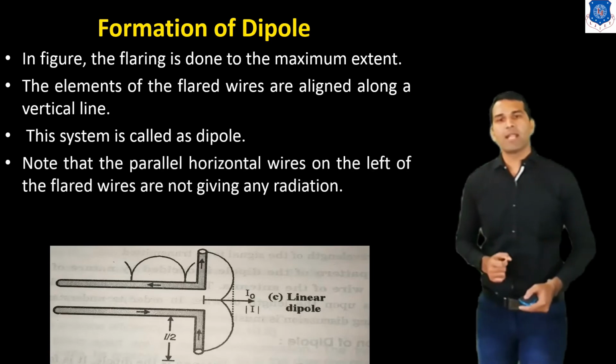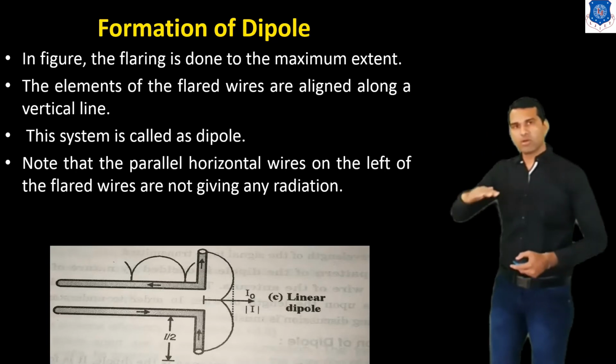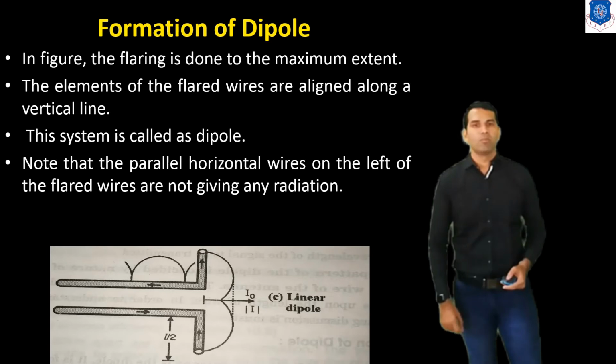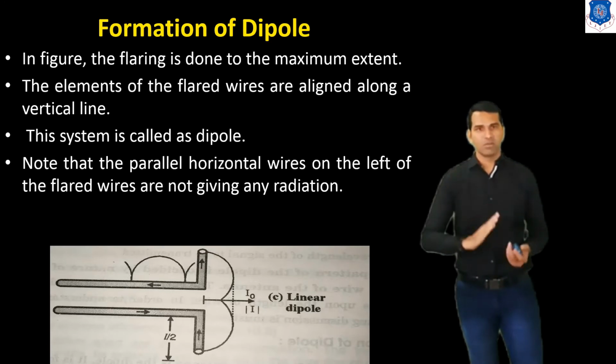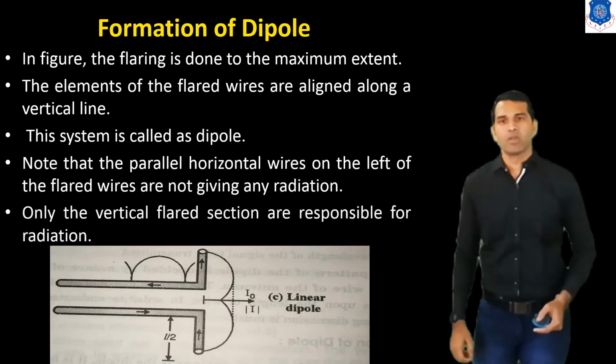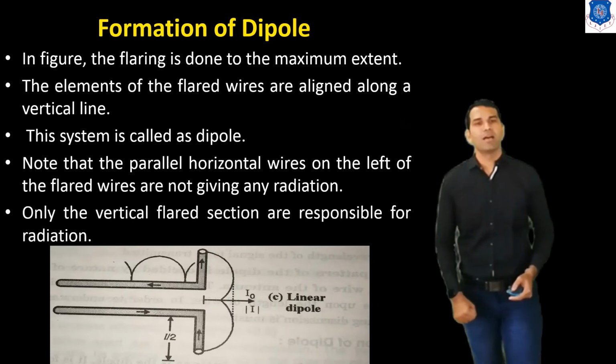Note that the parallel horizontal wires on the left of the flared wire do not give any radiation. But this vertical wire, that means the wire we have flared, gives the radiation. Only the vertical flared sections are responsible for the radiation.